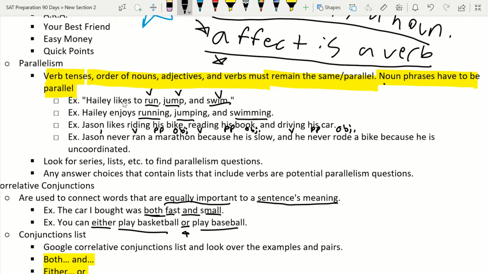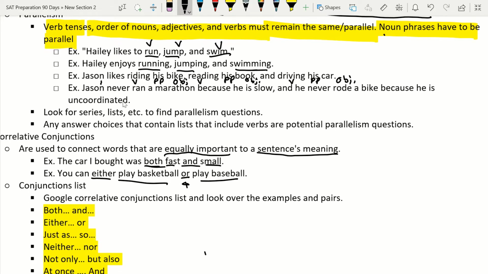So what I want to point out here is just that with parallelism, anytime that you see a series or a list or anything like that, a series of items, a list, 2 sentences that look really similar, same sort of length and the same sort of sentence structure, you're going to want to look and pay attention for parallelism, right? Any answer choices that contain lists, that include verbs especially. If you have a list that includes verbs especially, then it's probably going to be a parallelism question. Okay, so just understand that and then look to match and create that parallelism. So if parallelism isn't there, but you have a list, then that means you have to put it in.